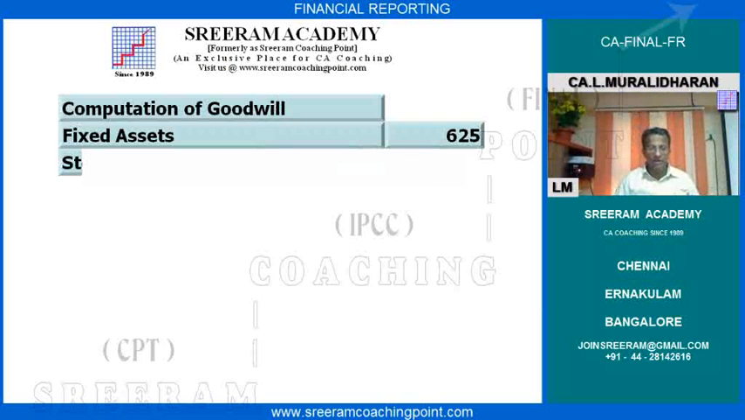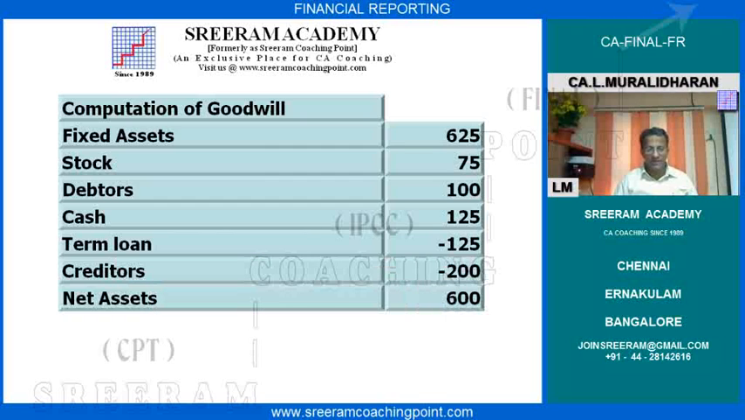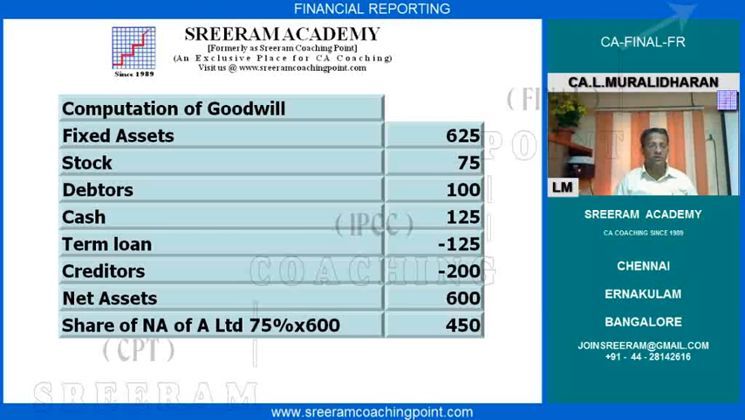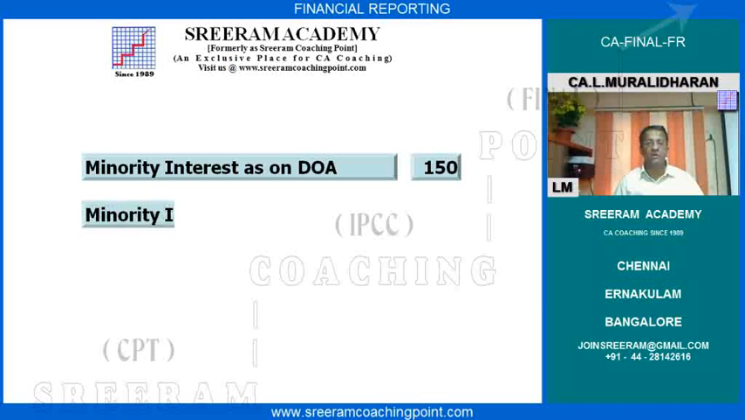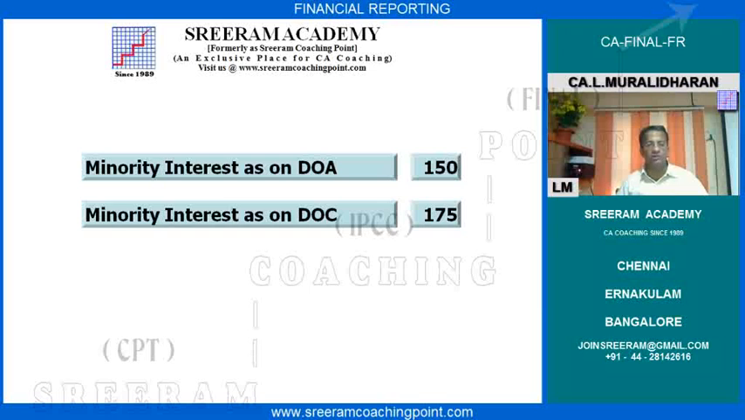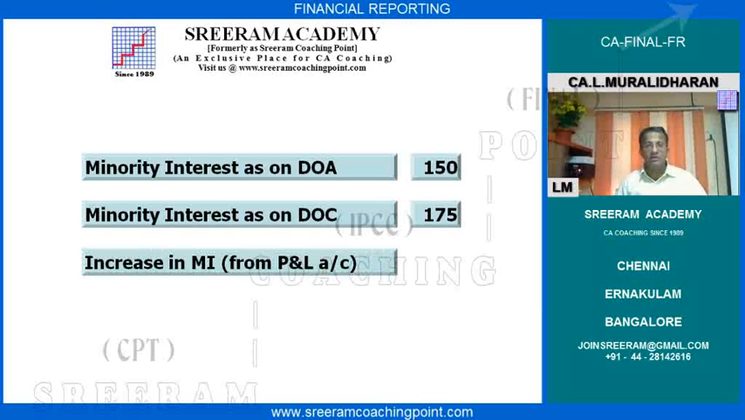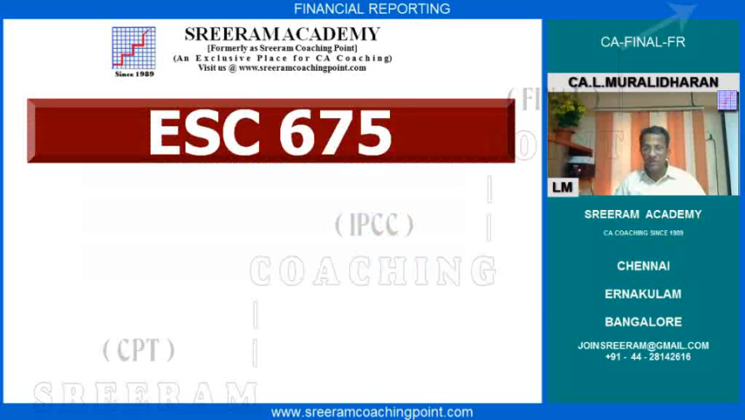If you look into the balance sheet, we understand that net assets of that subsidiary company being 600, and for parent's share it is 450. Naturally, the difference between 600 and 450 is the minority interest as on the date of controlling acquisition. Whereas what you find in the balance sheet, I mean in the CFS, is 175. The difference is on account of minority share in the post-acquisition profit of the subsidiary company, 25. So remember that we would use this information at a later stage.